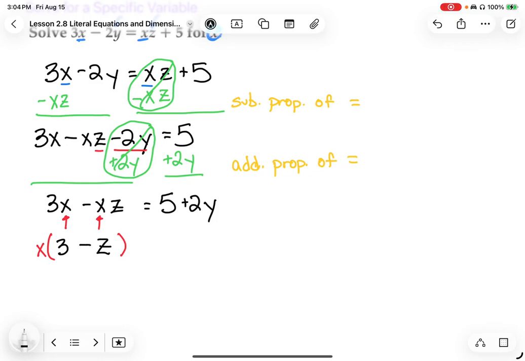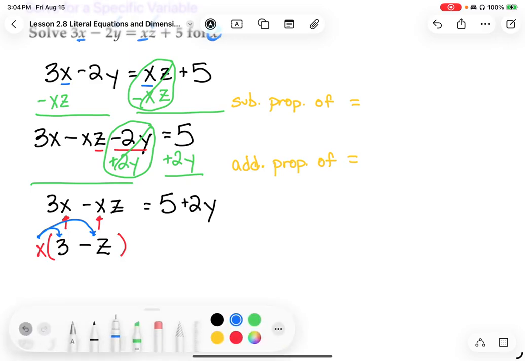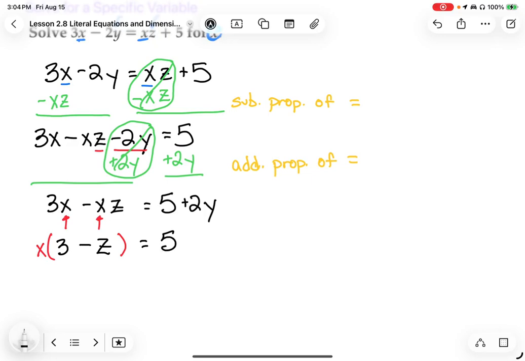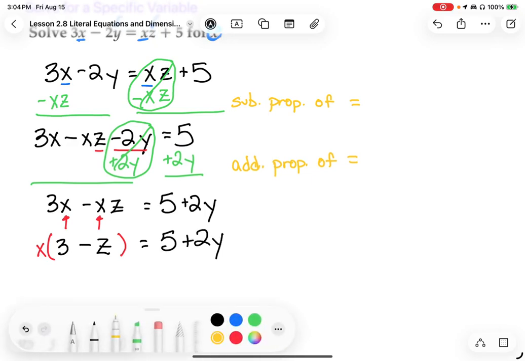Now let's stop and look at that for a second. Let's do the distributive property. X times 3 would give me 3x, and x times z would give me xz. So I'd have 3x minus xz. So this is the distributive property, but going the other direction. Instead of multiplying the thing outside the parentheses by the stuff inside the parentheses, I'm doing the opposite. Pretty slick, huh? The distributive property can go forwards or backwards.